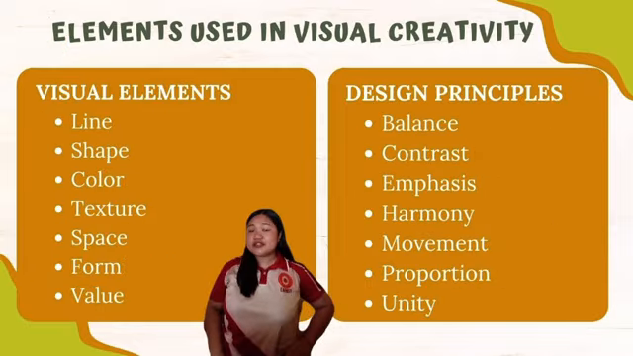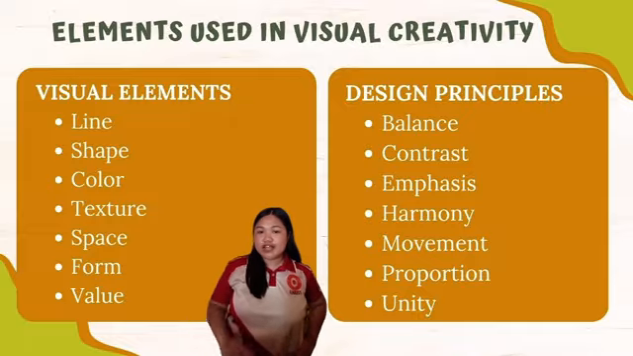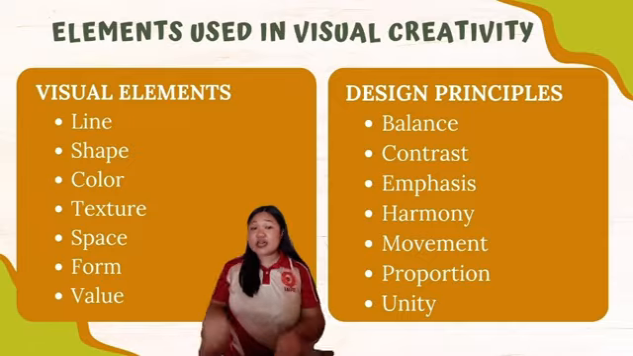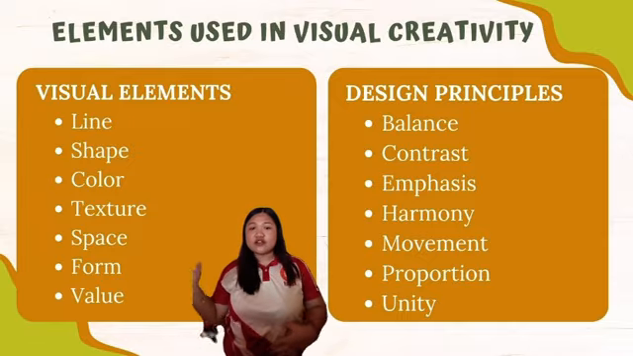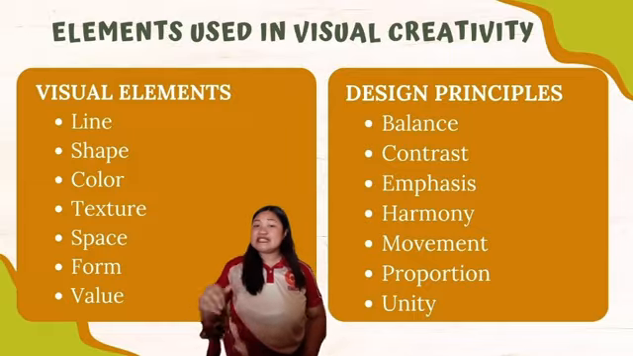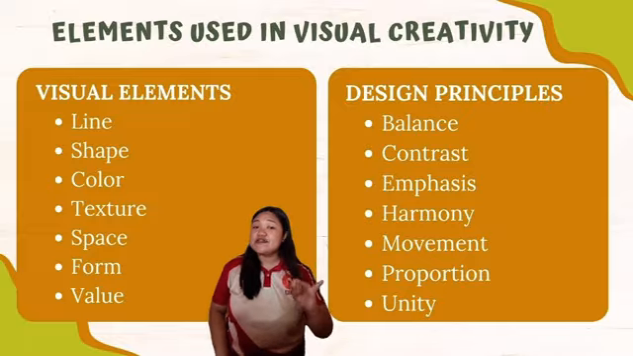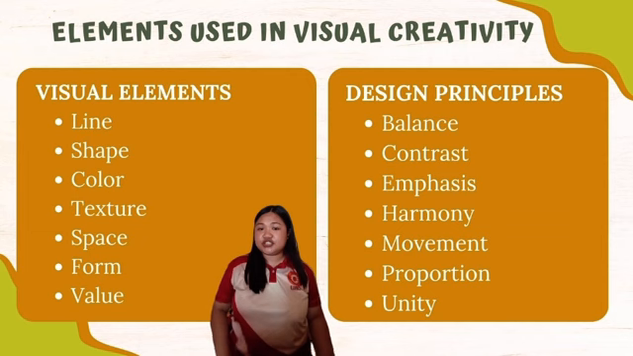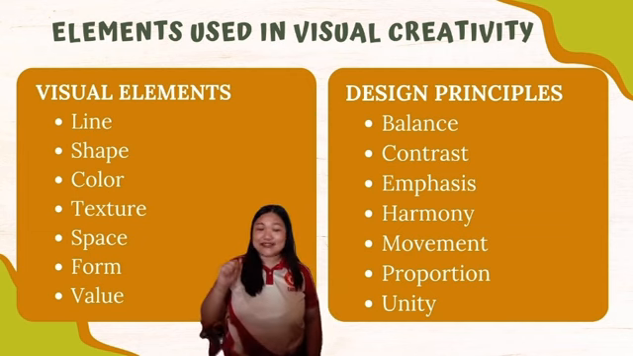And to build all that, you use those same visual elements we talked about earlier: line, shape, color, texture, space, form, value, plus design principles like balance, contrast, emphasis, harmony, movement, proportion, and unity. Put them together well and you've got great visual creativity.